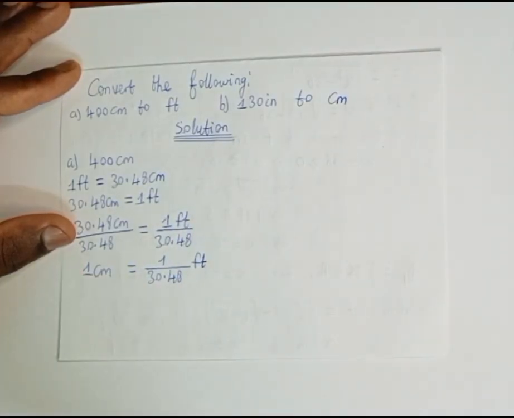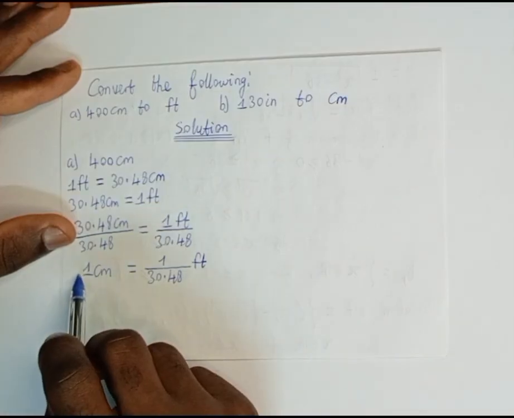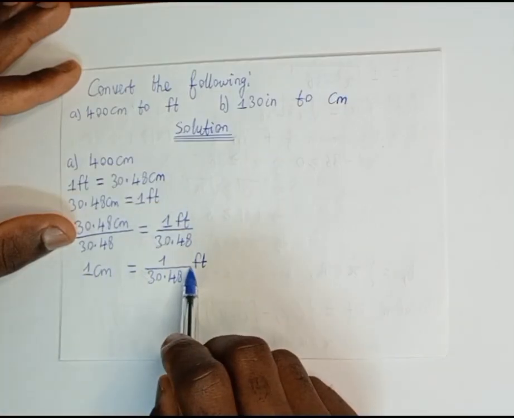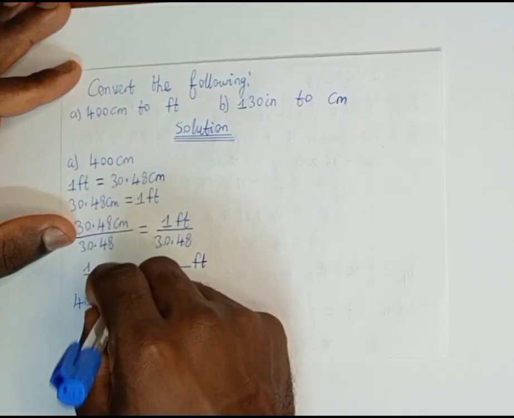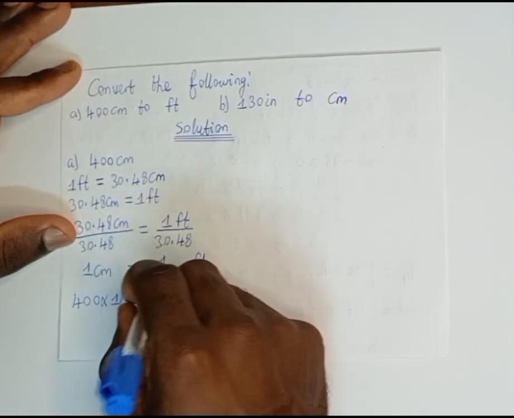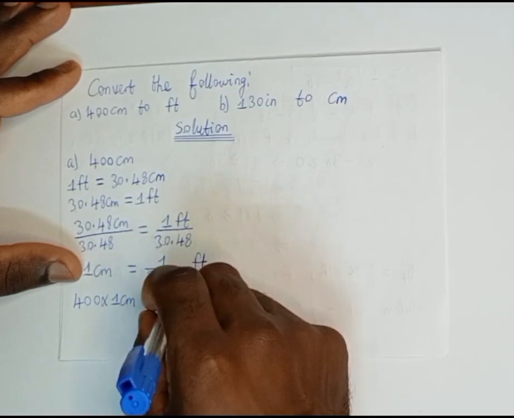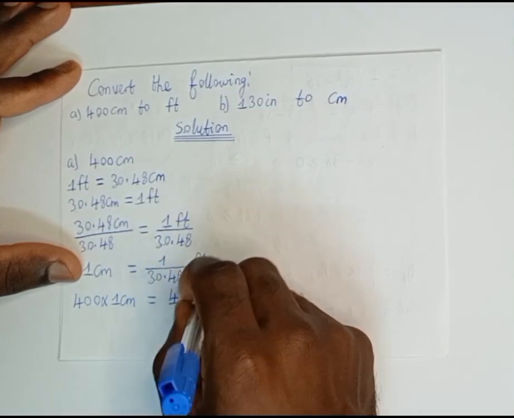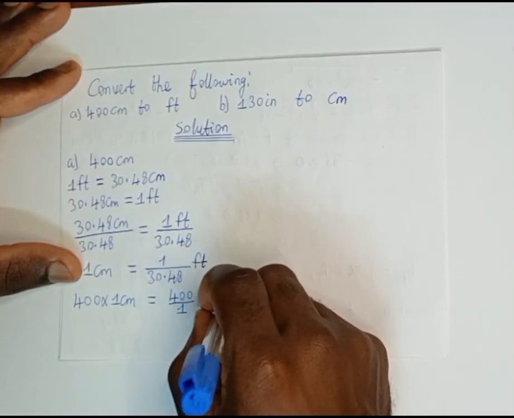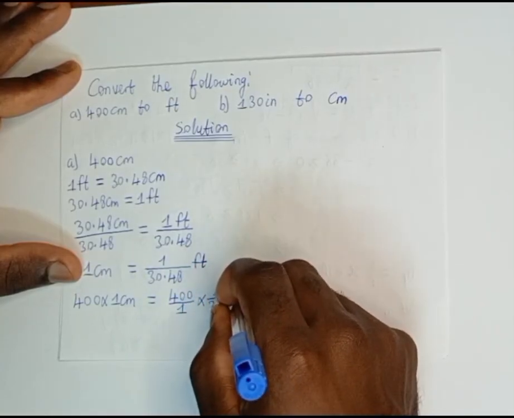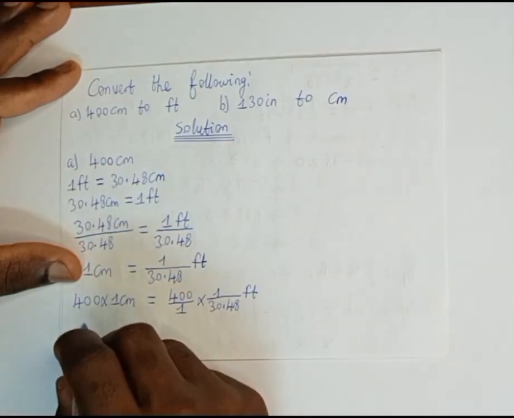Now, for us to convert 400 centimeters to foot, we are going to multiply both sides of this equation by 400. This will give us 400 times 1 centimeter to be equal to 400, which we can express as 400 over 1 times 1 all over 30.48 foot.